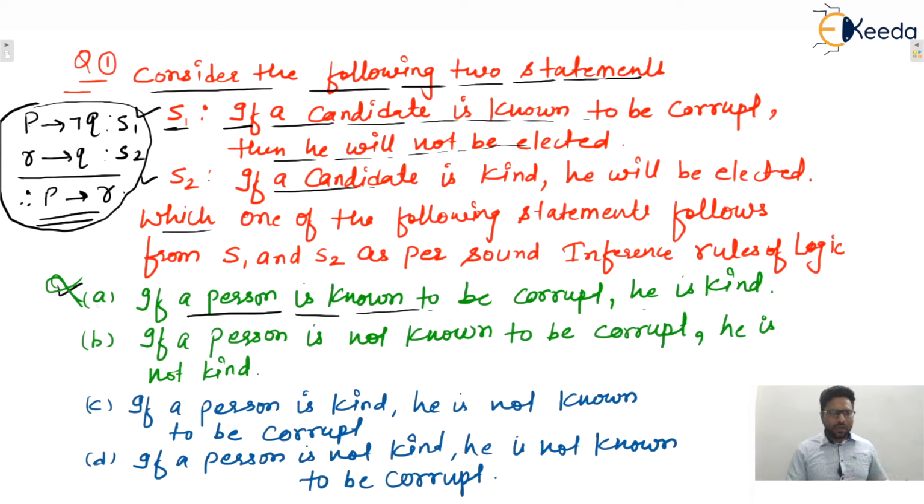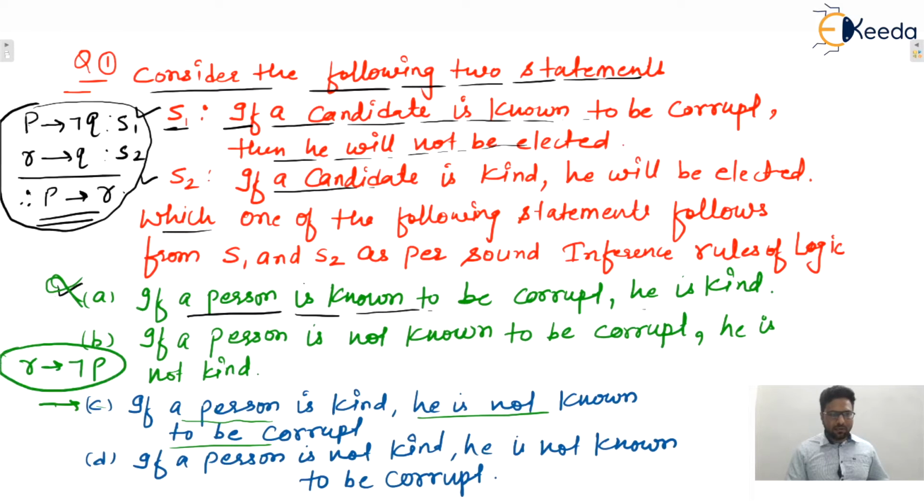Isn't it? Okay. So let us consider option C. If a person is kind, then we can write it like that. Kind is what? We can say that R. So this statement becomes R implies he is not known to be corrupt. Not known to be corrupt means corrupt is P, so not corrupt means negation P.